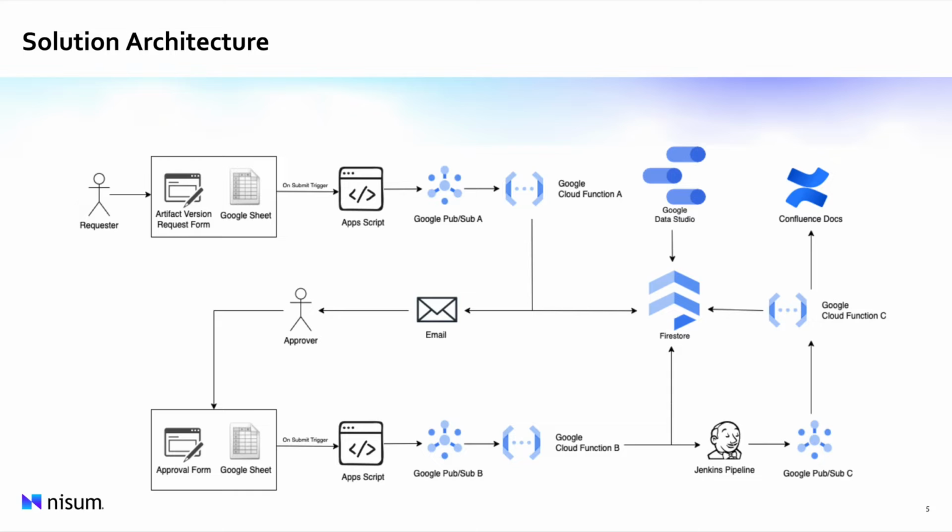So our initial solution was to develop a web application, but to achieve the same in a 3 day hackathon, we have used existing Google Cloud technologies to develop the solution without developing any web application. So a requester raises a request by submitting a Google form, and then an App Script gets triggered, taking that request as input into Google PubSub, and then a Google Cloud function gets triggered and emails that request to the approver.